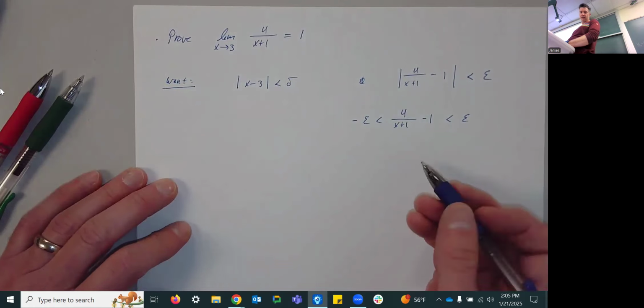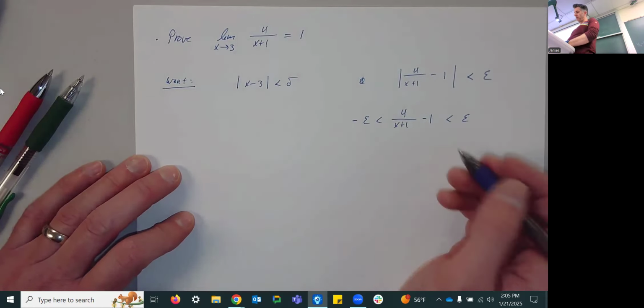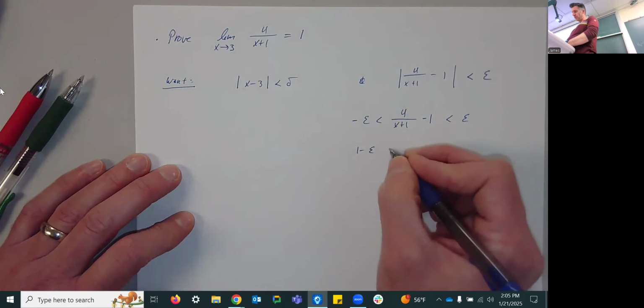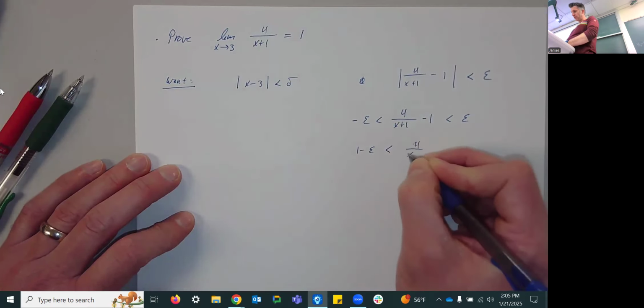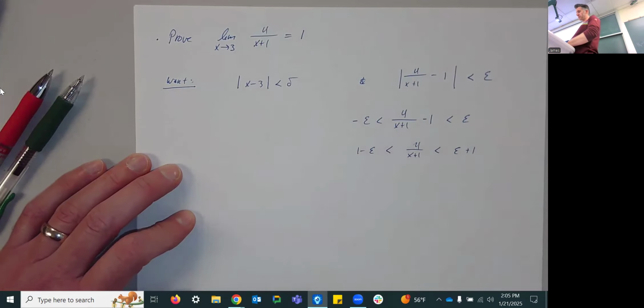Sure, yeah, there's a couple ways to go here. It gets dicey. Yeah, that's fine. Okay. So I'm going to add 1 to everything. So 1 minus epsilon less than 4 over x plus 1 less than epsilon plus 1.